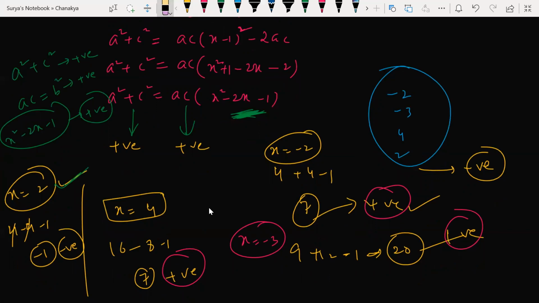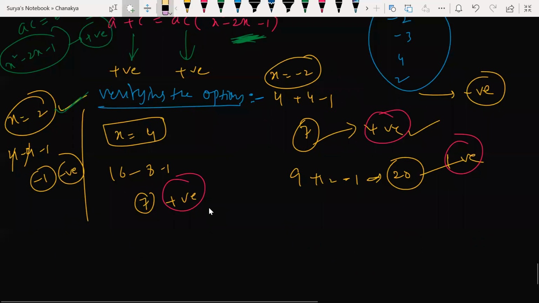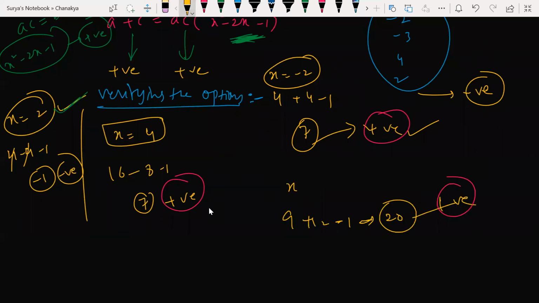No, sir. These are options given to you. I'm verifying the options. After verification, I was getting like this. For X value minus 3, negative. For X value 2, also negative. Okay, for X value 4, for X value 2. Okay, next question. Let me go for the next question.